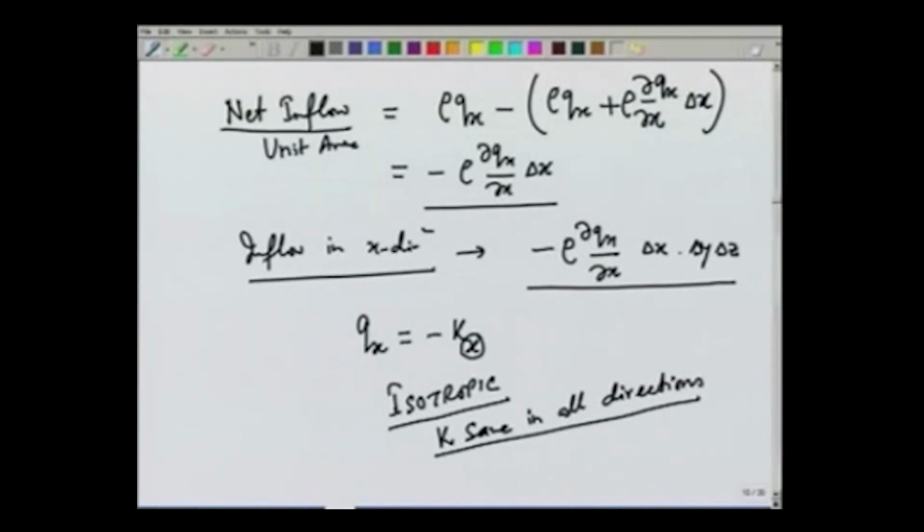Sometimes the k is not the same in all directions. For example, if you have a layered formation, then k will be different for flow along the layers and it will be different for flow perpendicular to the layers. But here we assume that the medium is isotropic, and therefore, we will ignore this subscript x.